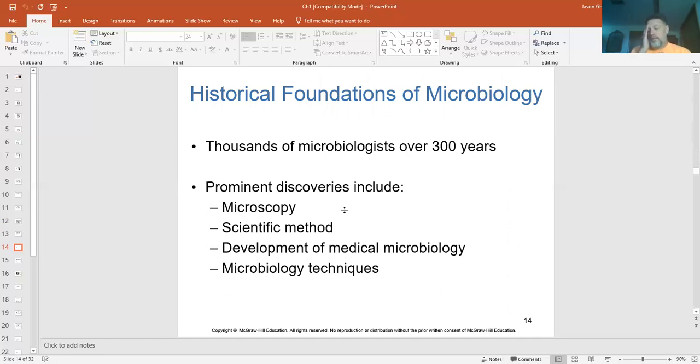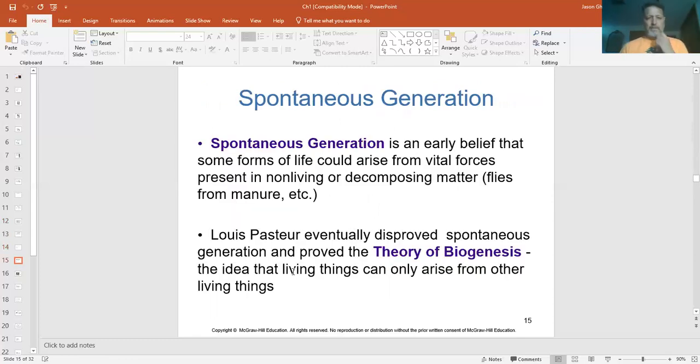All right, we've had thousands of microbiologists over the last 300 years, because microbiology really is only about 300 years old. It couldn't start until we had microscopes, so we couldn't see it. We didn't know they existed. And then we have a few things here, and we'll go through those in the slides.